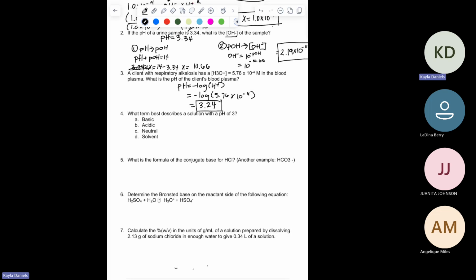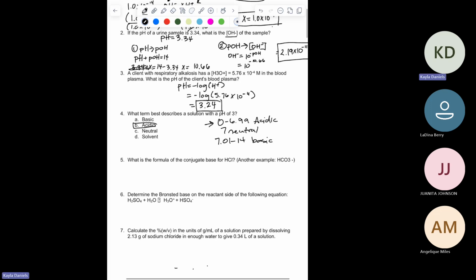Number 4, which term best describes a solution with a pH of 3? Just as a reminder, 0 to 6.99 is acidic, 7 is neutral, 7.01 to 14 is basic. So a pH of 3 is going to fall in that acidic category.